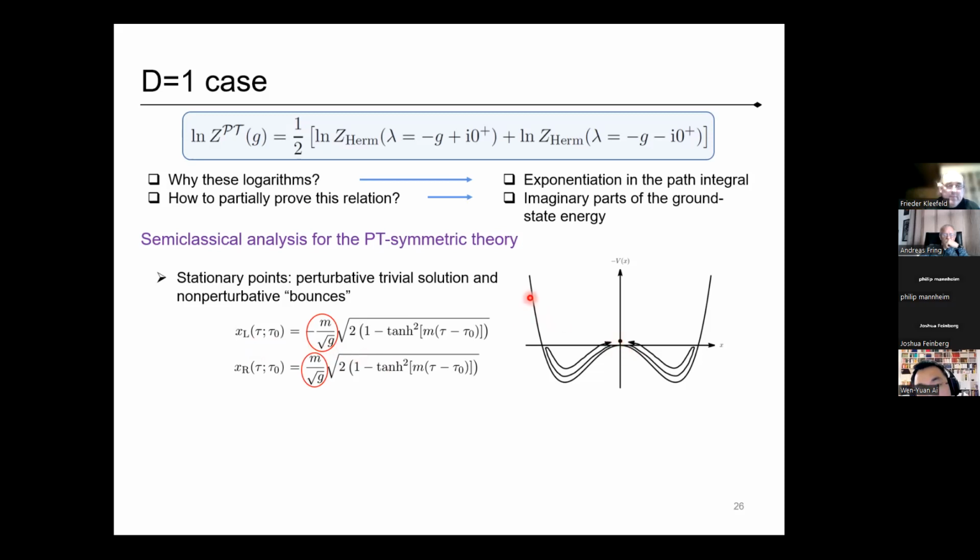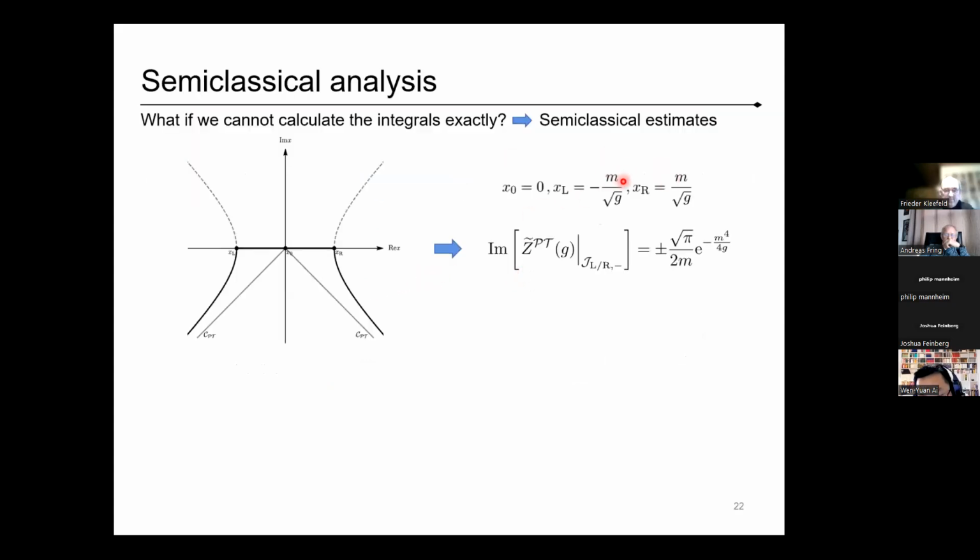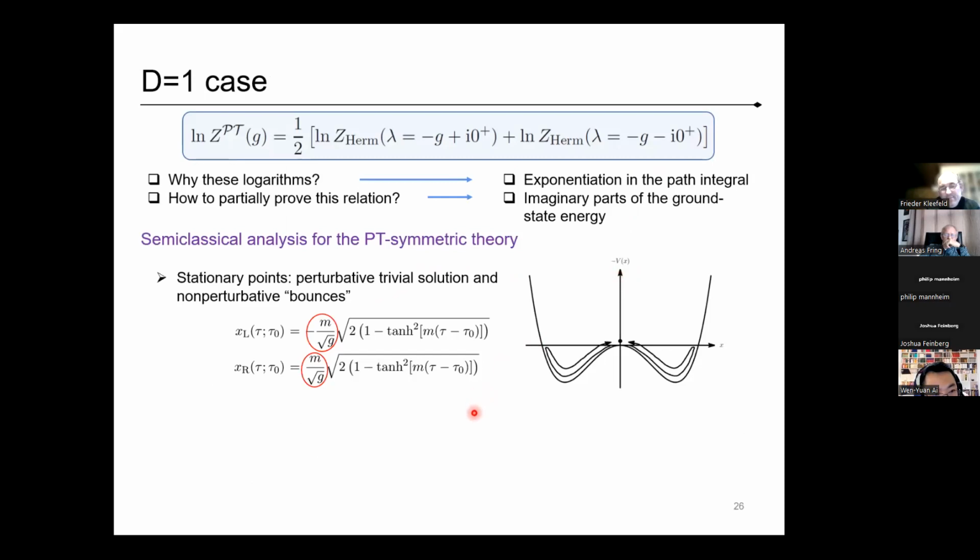By the way, in the Euclidean path integral, the potential is upside down. So you see that this is an upside down potential. And then this particle can roll down here and come back. Similarly, the particle can also roll down here and come back. So we have two types of bounce solutions. People also call it an instanton. And these vectors minus g are precisely the stationary points in the 0-dimensional case. So here you see they are precisely the same. And these two types of bounces are parity symmetric.